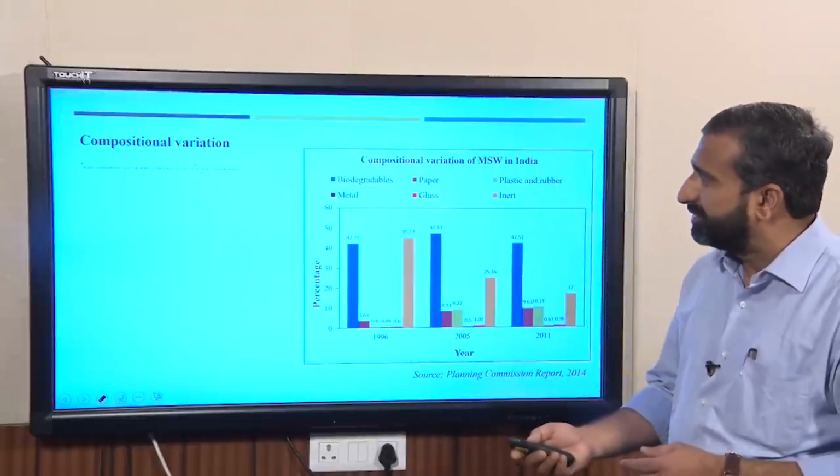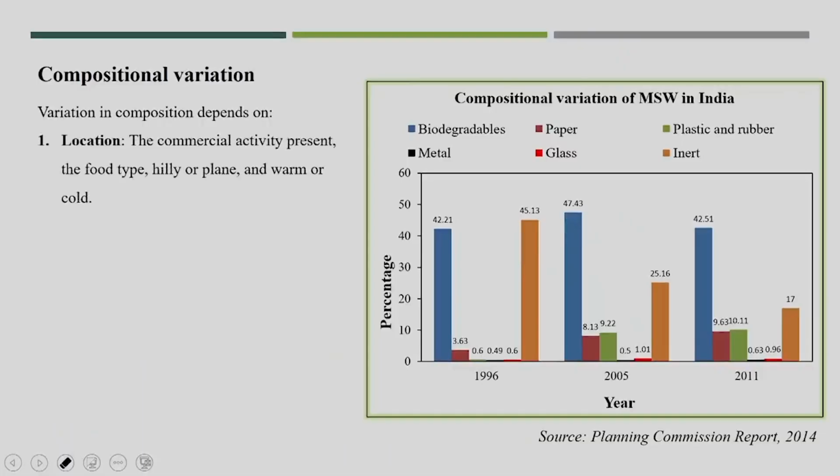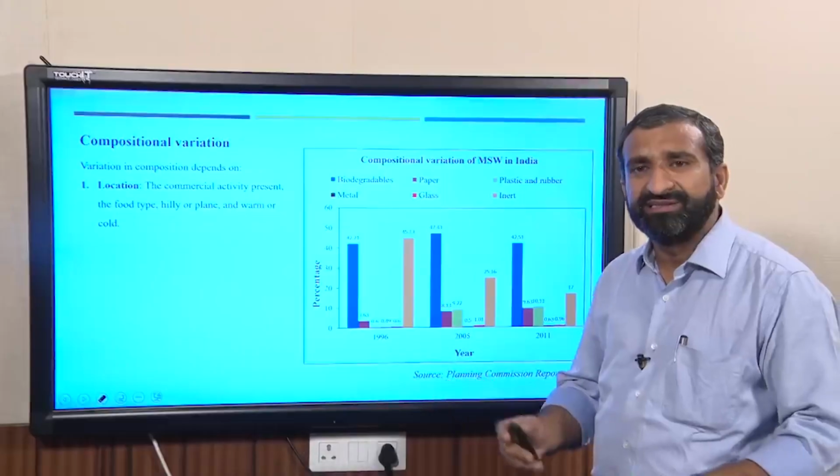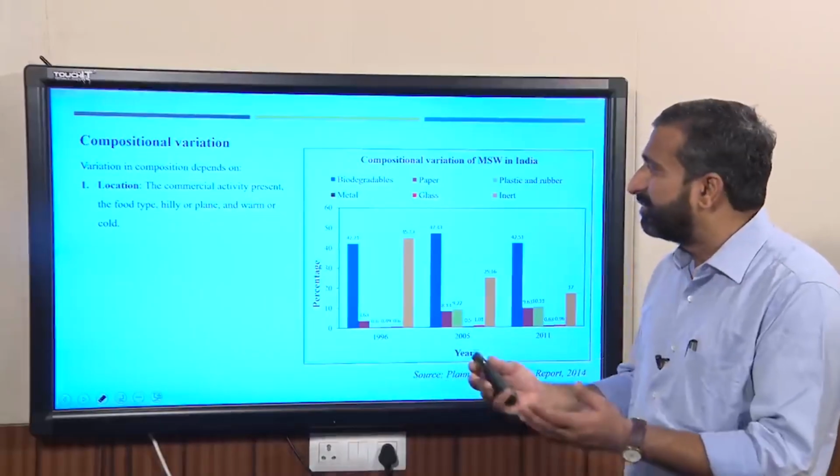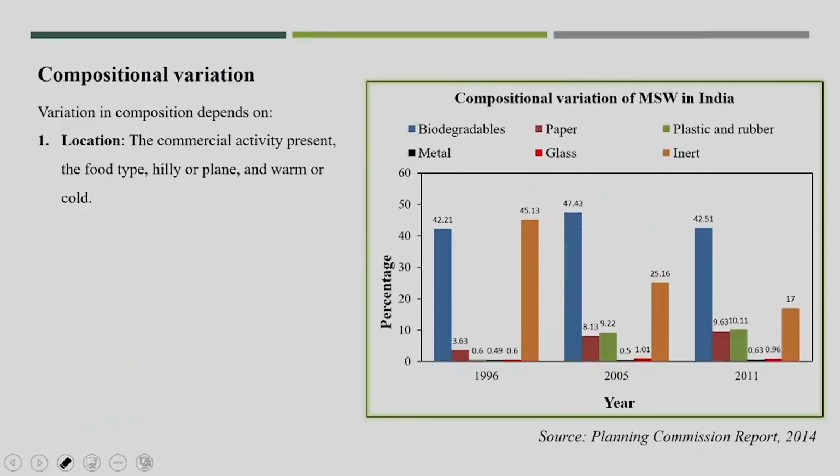This composition variation depends upon different parameters. First is the location, that is, what kind of commercial activity is in that particular location. Between plain areas and hilly areas, the entire physical composition will change. Even in warm and cold areas, these physical compositions change.